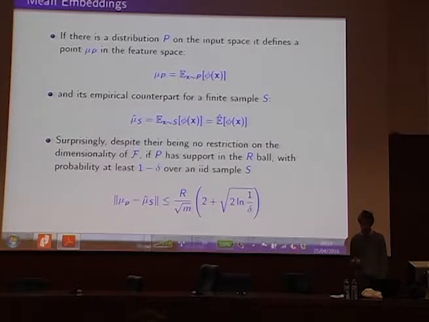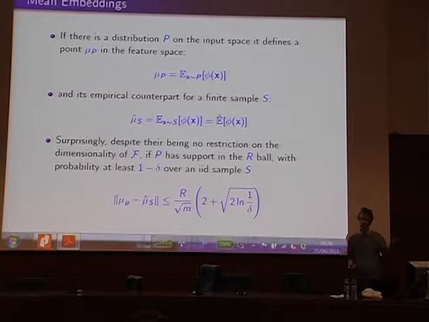And there's, I think, a nice result that captures the power, or the fundamental idea, behind kernel methods, which is that with high probability, those two points are quite close in the feature space. So in other words, mu hat, this empirical estimate, is a good estimate of mu p, provided the distribution has support in a ball of radius r, fixed. So the support of the distribution in the feature space is bounded.